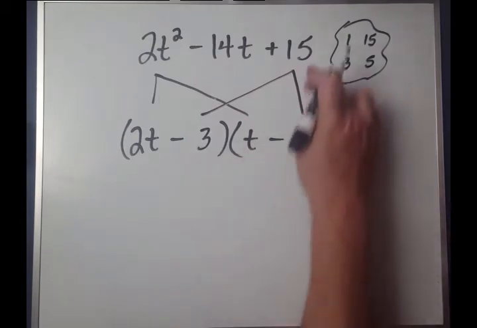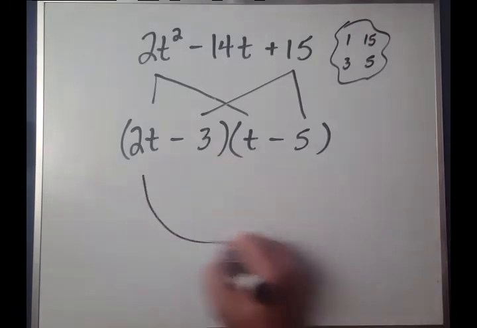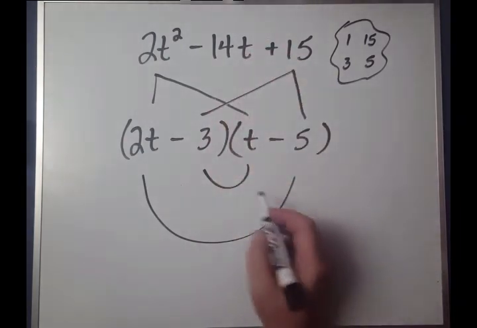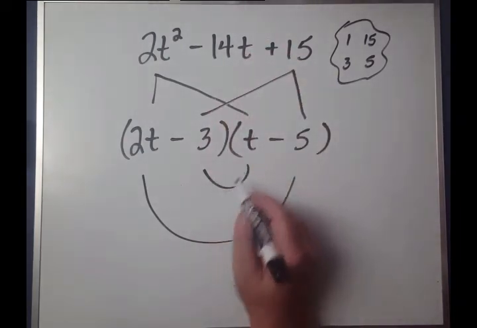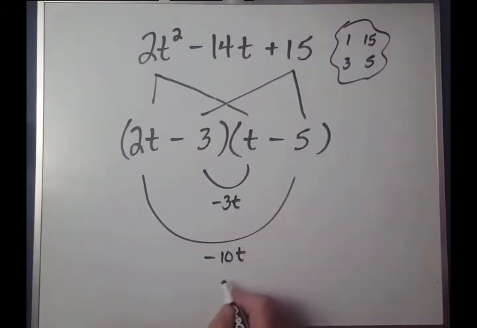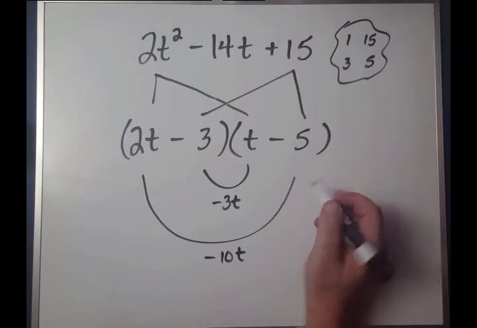Negative 3 times negative 5 gives me back that 15, as the L in FOIL. So now let me check the outside and inside and see if I get a negative 14t in the middle. The inside gives me minus 3t, the outside gives me minus 10t, a total of negative 13t. Nope, that's not it.